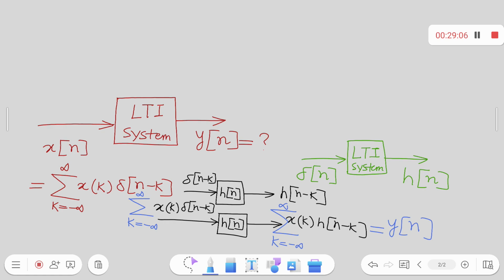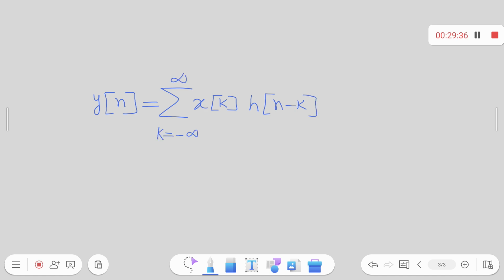So we have a very important relationship. y of n is given by the summation of x of k, that is the signal x of n, and h of n minus k, where k ranges from minus infinity to plus infinity. So y of n is equal to the summation of x of k h of n minus k, k going from minus to plus infinity.